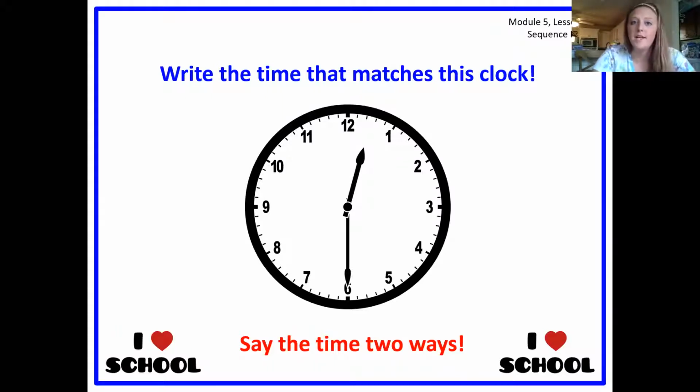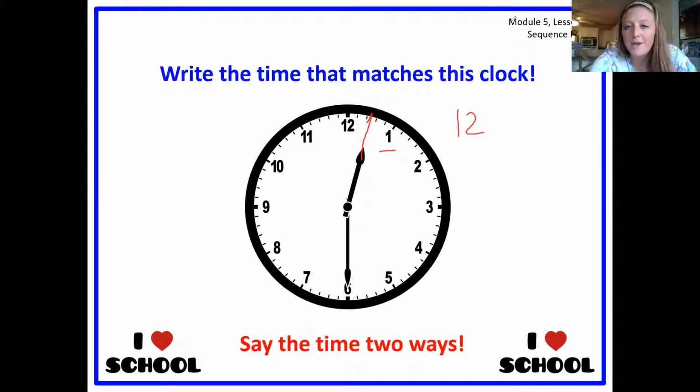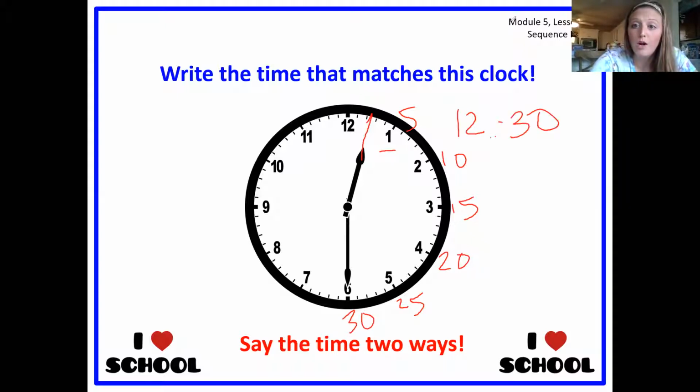Okay, I'm gonna talk myself through this one because I can see it's not pointing to a number exactly, but I know it hasn't touched this 1 yet. So it is still in the 12 o'clock hour, but it is not 12 o'clock because I have minutes. 5, 10, 15, 20, 25, 30. So it is actually 12:30, or what's the other way I could say it? It is halfway around the circle, so it is 12:30.